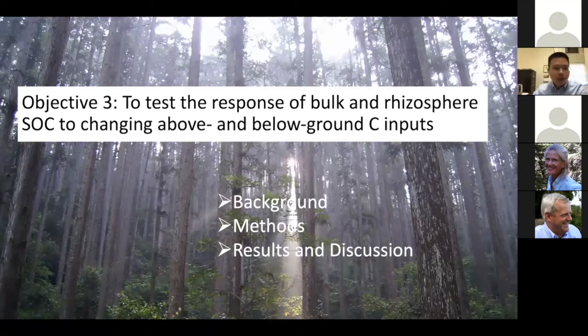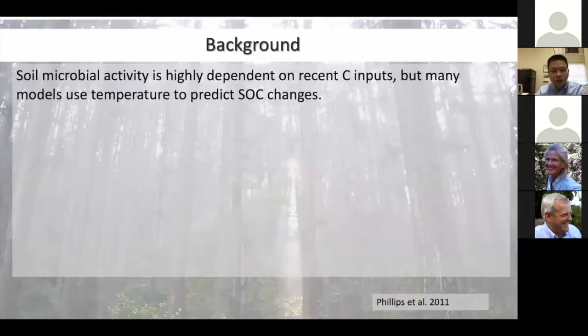So for the third objective, to test the response of bulk and rhizosphere SOC to changing above and below ground carbon inputs. First, as we introduced before, soil microbial activity is highly dependent on recent carbon inputs like current photosynthate or litter. But most models use temperature to predict the SOC change. So we need to get more information about how these biological inputs affect the SOC changes.